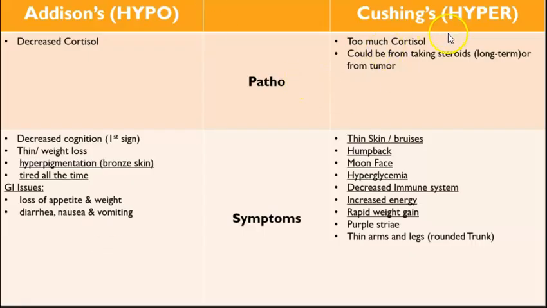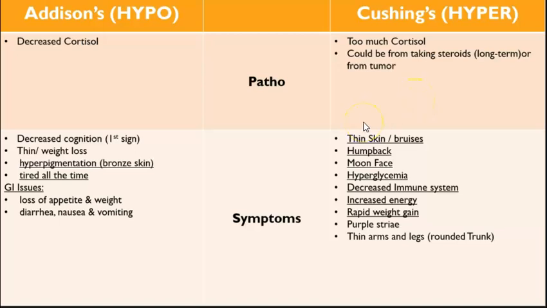So we have too much cortisol. Do not forget that too much cortisol can be an adrenal gland issue, but it could also be from somebody taking steroids long term. Think about your COPD patient that is 90 years old and has been on steroids for the last 10 years. Could they have Cushing's disease? Yes, absolutely.